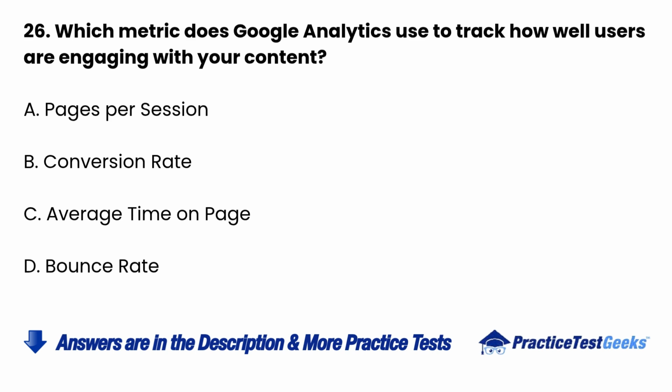26. Which metric does Google Analytics use to track how well users are engaging with your content? A. Pages per session. B. Conversion rate. C. Average time on page. D. Bounce rate.